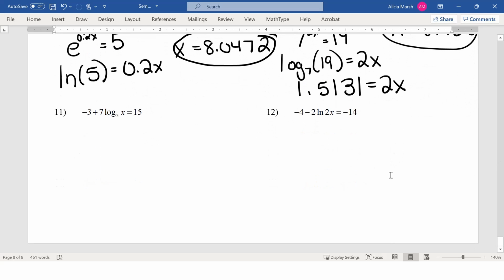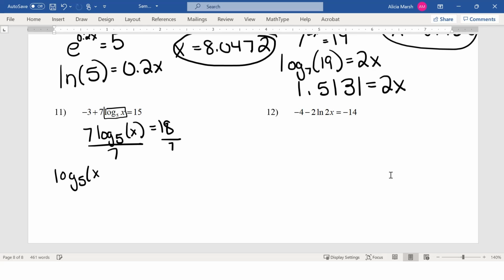And the last two, we are now in logarithmic form. We need to ultimately probably go to exponential at the end. First thing, I need log and everything inside of it alone. So I'm going to add that 3 over. I'm going to divide by 7. Yes, is that disgusting? Yes, but it's all right. Log base 5 of x is 18/7.